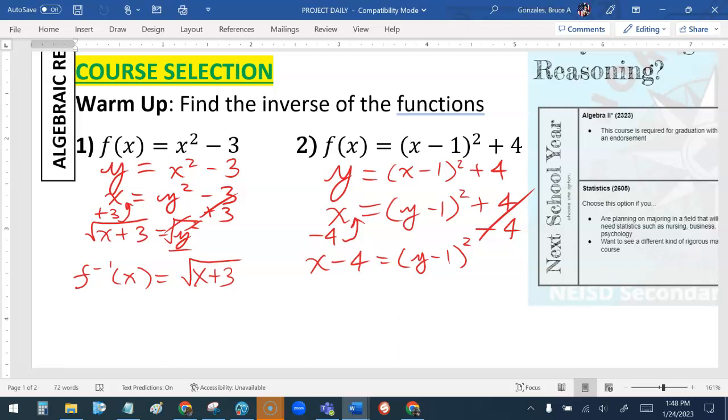And do I get rid of that minus 1 now or the squared? Squared. Can't get rid of that minus 1 yet. So to get rid of a square, we do the square root. Square root this, square root this, square root and the square cancel out. So I'm going to bring this down, x minus 4. So the square root of x minus 4 equals y minus 1. I almost got y by itself. I got to get rid of that minus 1. What's the opposite of minus 1? Plus 1.